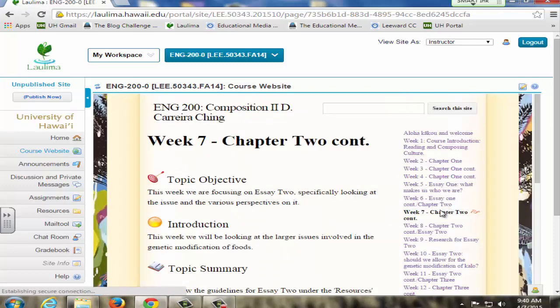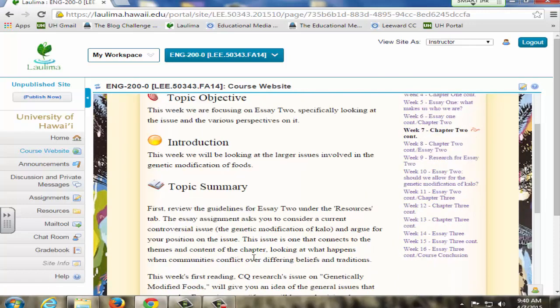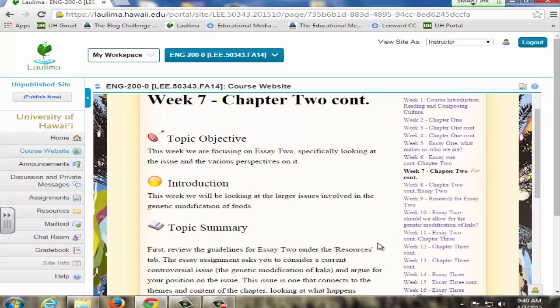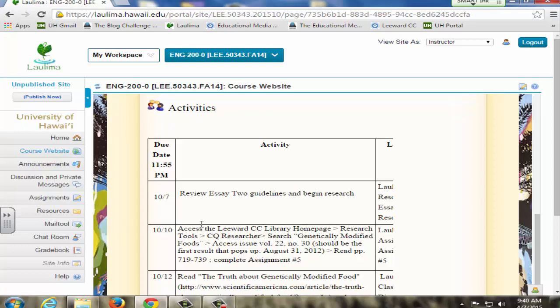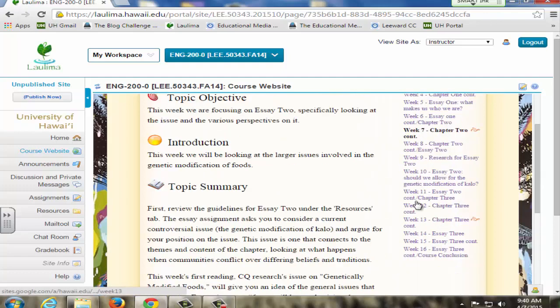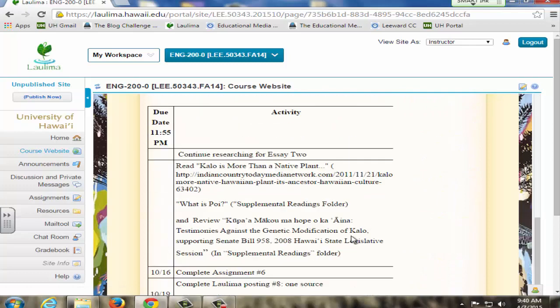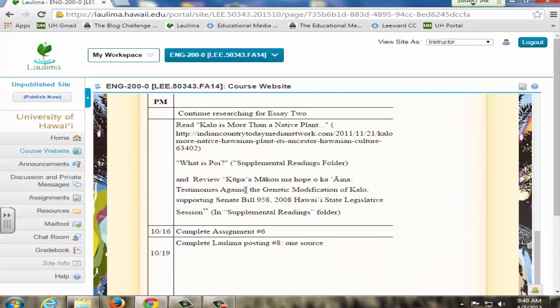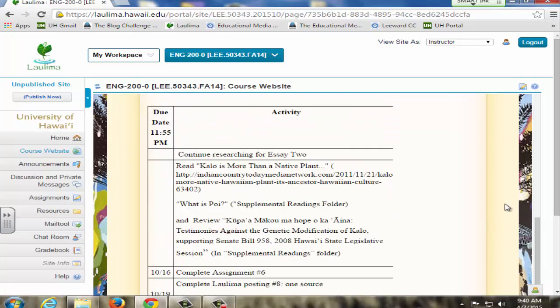which is on issues that affect community and affect individual sense of self-actualization and identity. In this case, dealing with a controversial issue of genetic modification of Kahlo. The directions that are provided allow students to get comfortable with the research process by looking into supplemental readings that are required for the assignments. Then digging deeper by looking into outside resources, as well as some resources that are provided via myself.